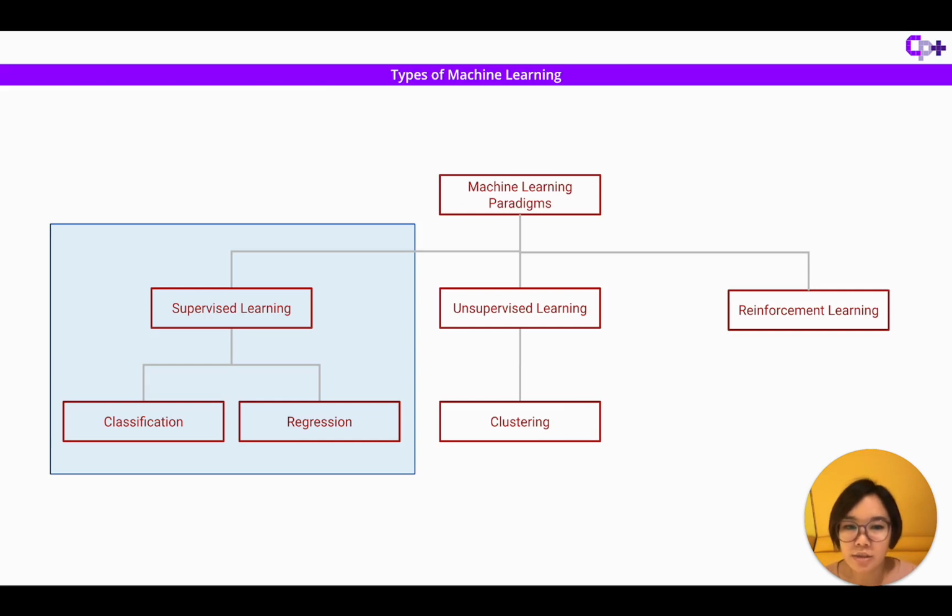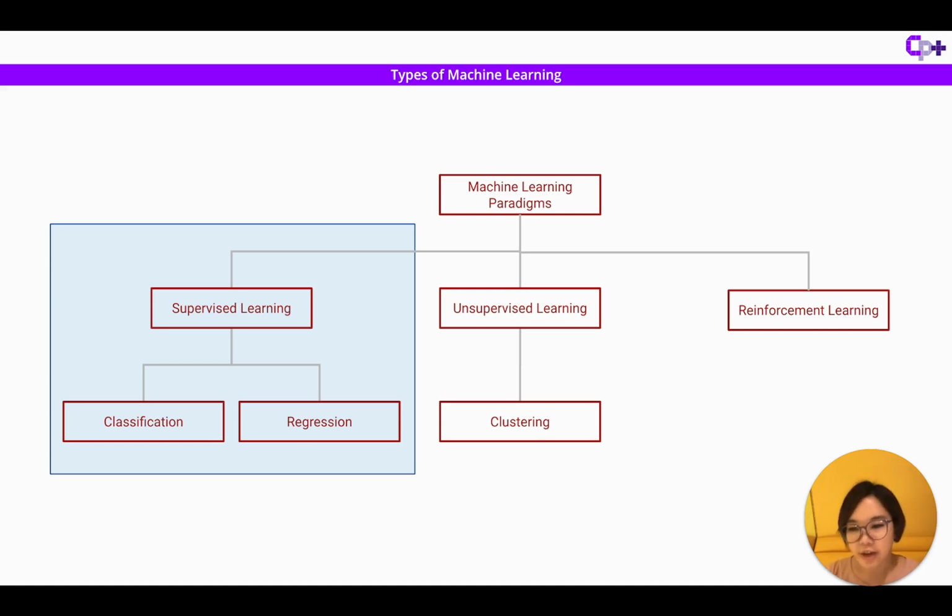Once again, these are the three types of machine learning paradigms: supervised learning, unsupervised learning, and reinforcement learning. Supervised learning is the one we are going to focus on in this syllabus. So today we are talking about classification and regression. As I mentioned before, supervised learning is about having the answers with the questions, and then the computer learning how to get from the questions to the answers.